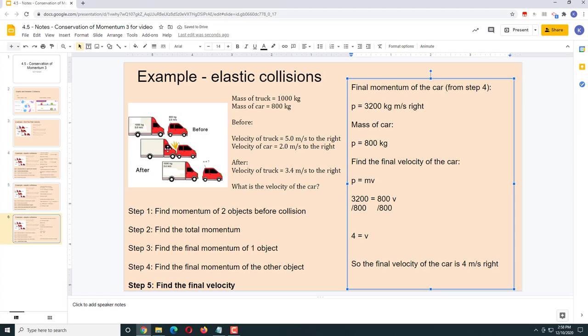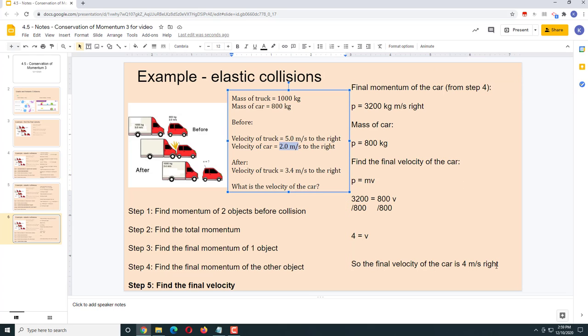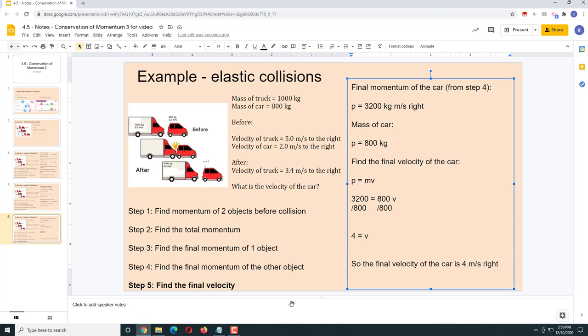And that makes sense. After being hit from behind by the truck, the car should be going faster. Before it was 2, now it's 4. And that's it. That's the final velocity.